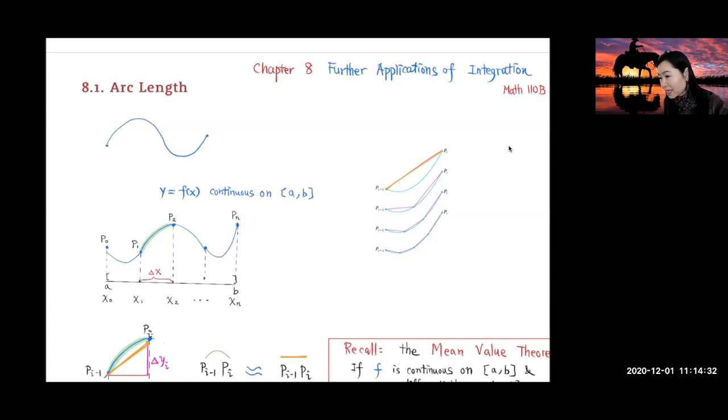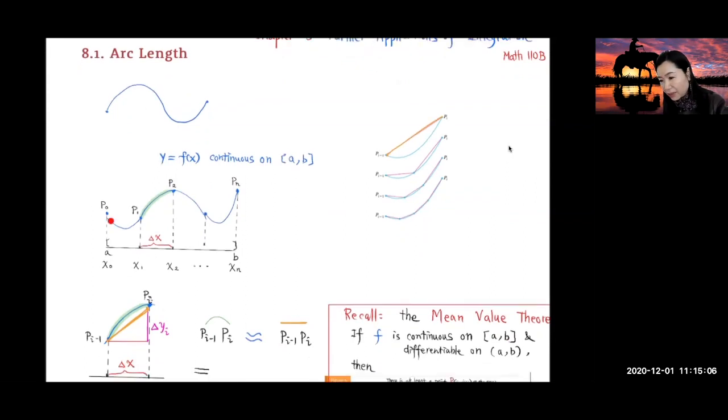And I can do better. I can divide this arc into more and more small parts, and approximate each part by those nice segments. If I sum them up, as you can see, as the number of parts increases, this is going to be a better approximation to the arc length, right? So that's the idea. Now this is a continuous function on this closed interval a to b.